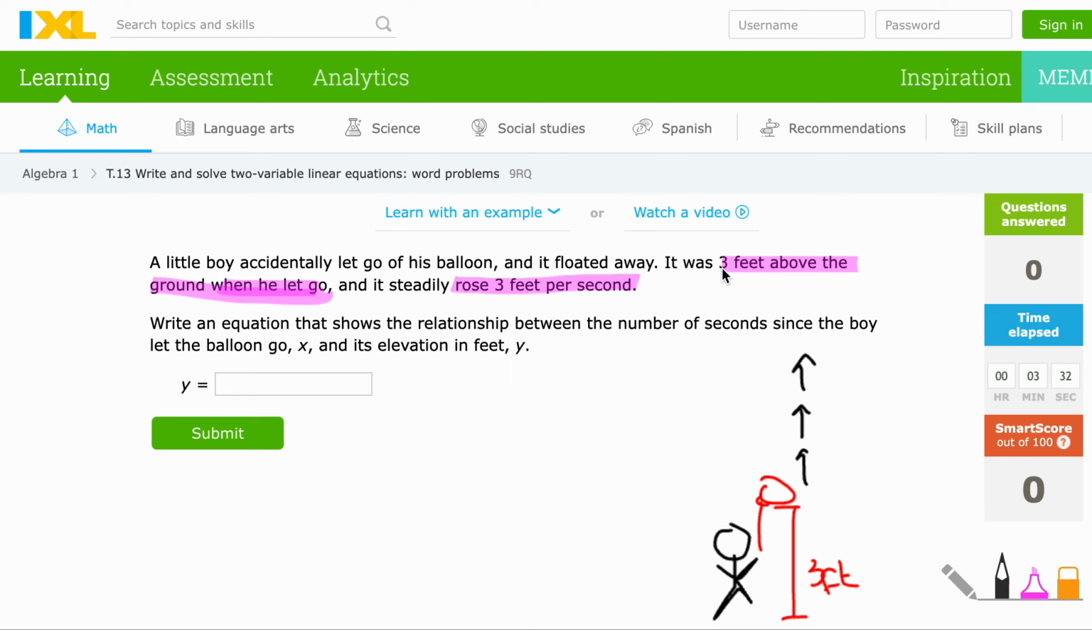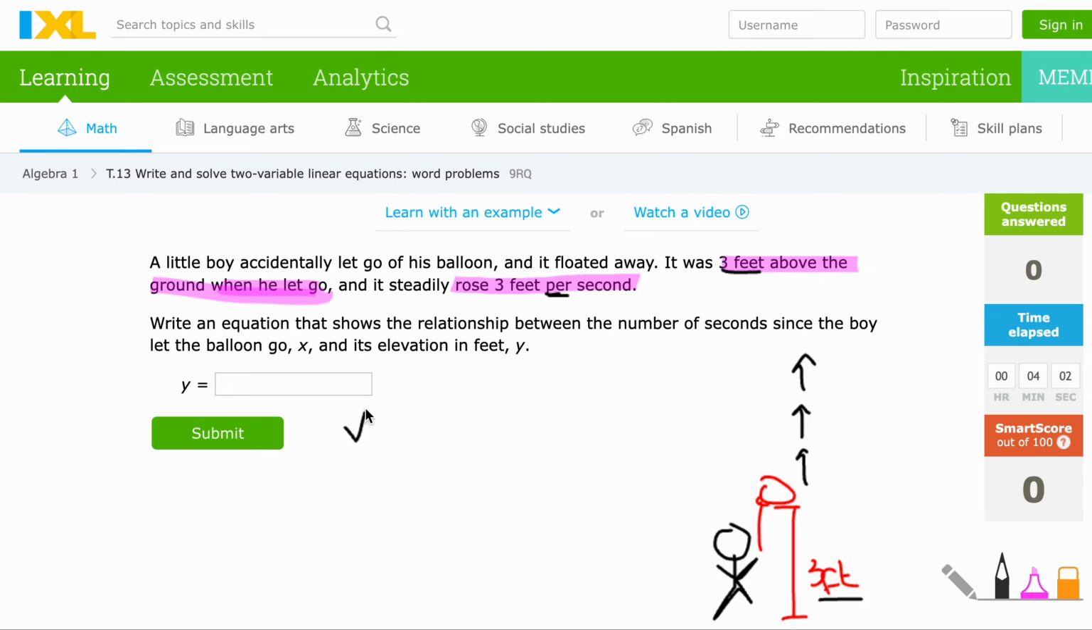So this initial 3 feet, the distance it was above the ground before anything happened, we call that the initial value. Okay, so it was 3 feet above the ground initially, and then it rose 3 feet per second after that. We call this 3 feet per second, right? The rate of change. And anytime you see that word per time, you know that you're talking about a rate, right? So how would we write that as an equation?